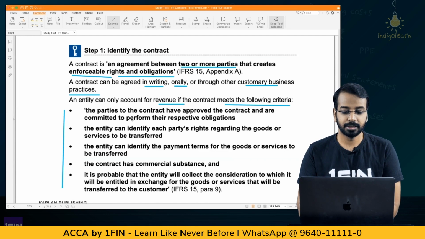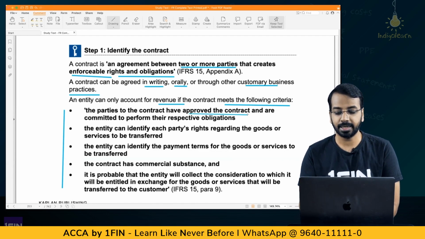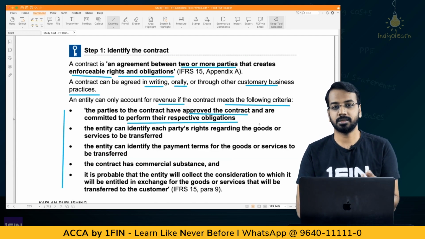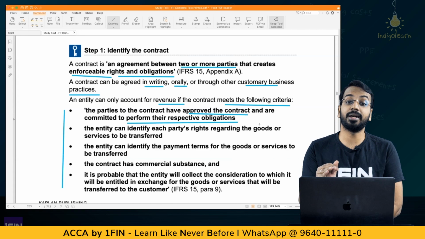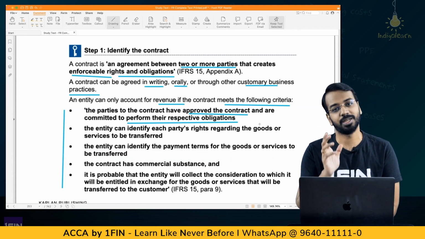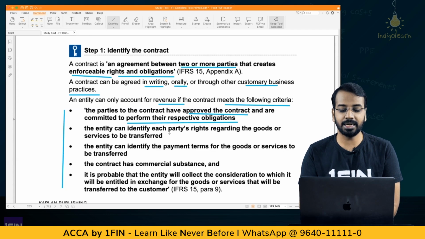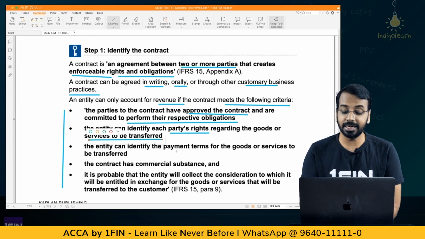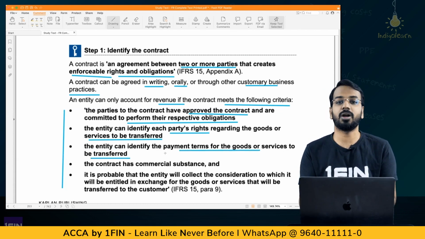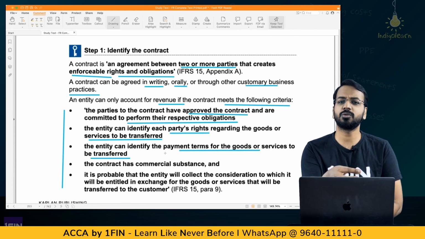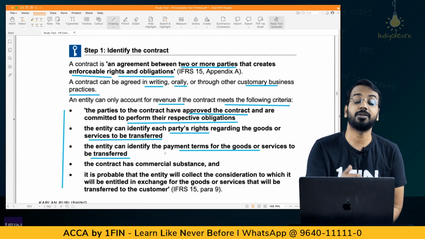First one, the parties to the contract have approved the contract and are committed to perform their respective obligations. So the two parties we are talking about have approved the contract, meaning they have signed off the contract and they are committed. They are saying that yes, we will perform our obligations. That's the first thing. Second, the entity can identify each party's rights regarding the goods or services to be transferred, and the entity can identify the payment terms for the goods or services to be transferred. So two important aspects. We have entered into a contract. Now, within the contract, we must be able to identify what are the goods or services we are talking about and what are the payment terms and payment conditions.